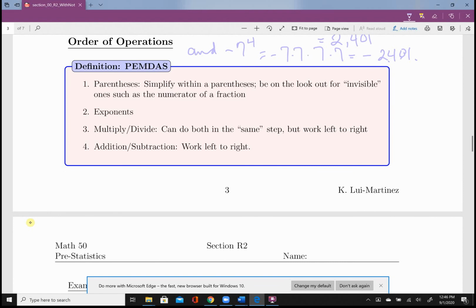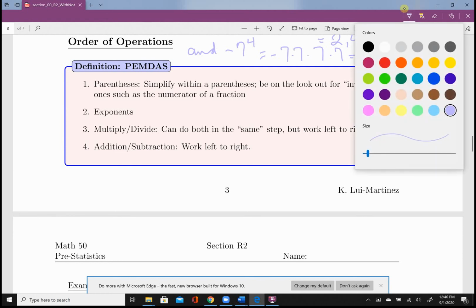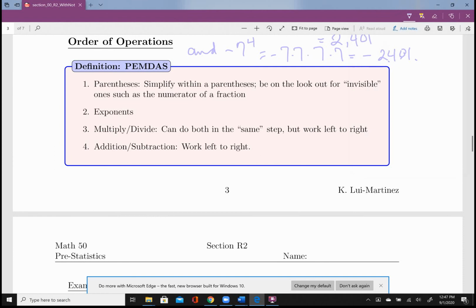This is going to be helpful in simplifying expressions that have multiple operations. We want to know in which order to perform the operations. PEMDAS is here for us. This is going to be the thing that we rely on. If you are not a fan of PEMDAS, I am right there with you.